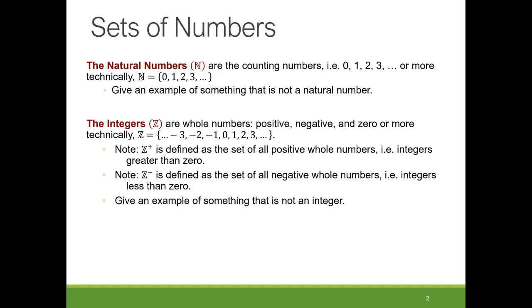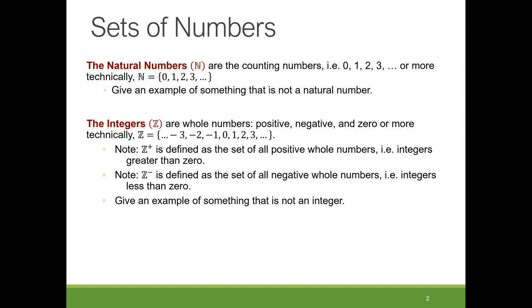Can someone give me another number that's not a natural number, but not because it's a decimal? Pi is still a decimal, though, right? -1. Why is that not a natural number? Because it's negative, right? So those are the two classic examples you could give, right? A negative or a decimal. Either one, not a natural number.